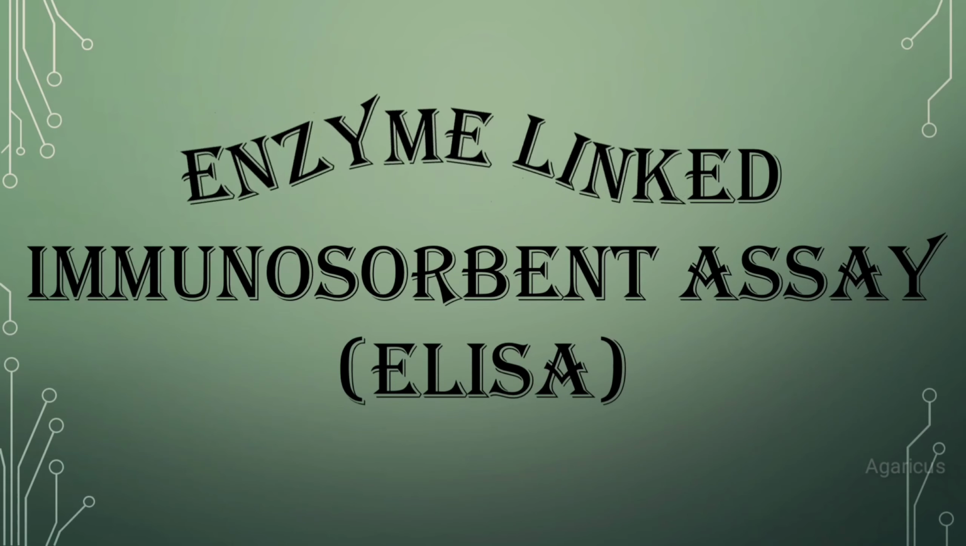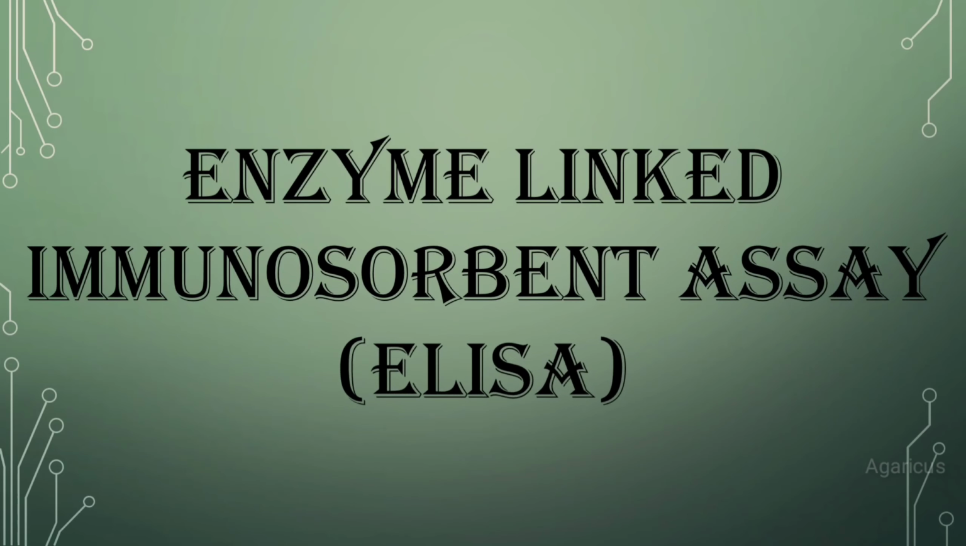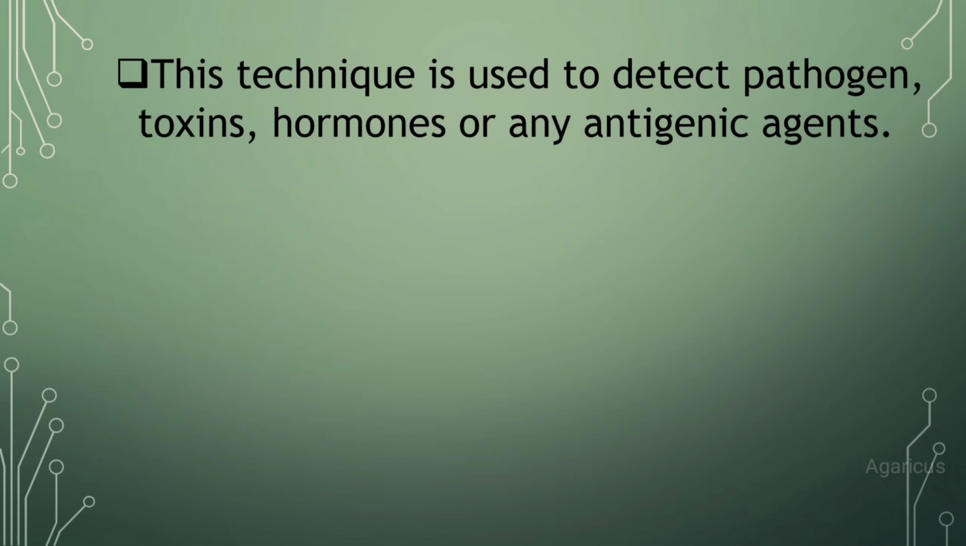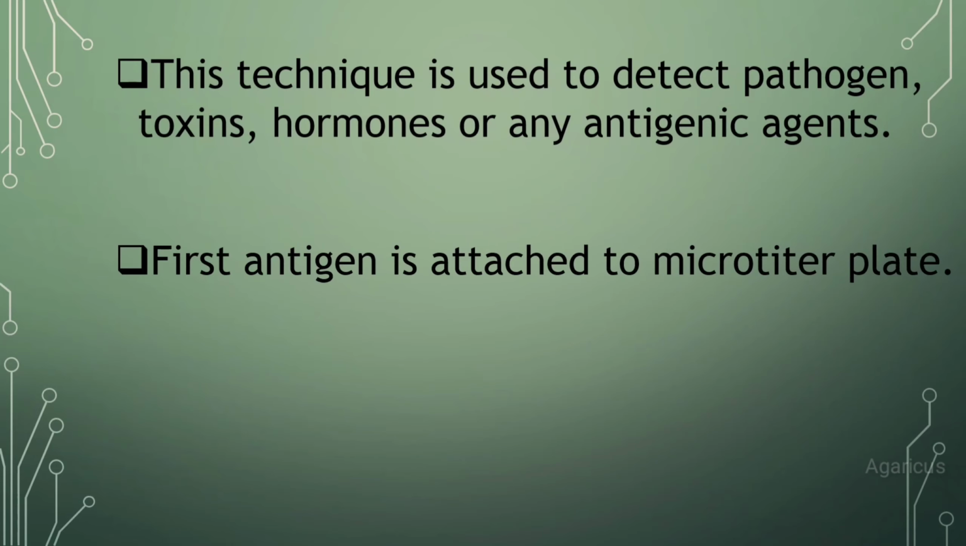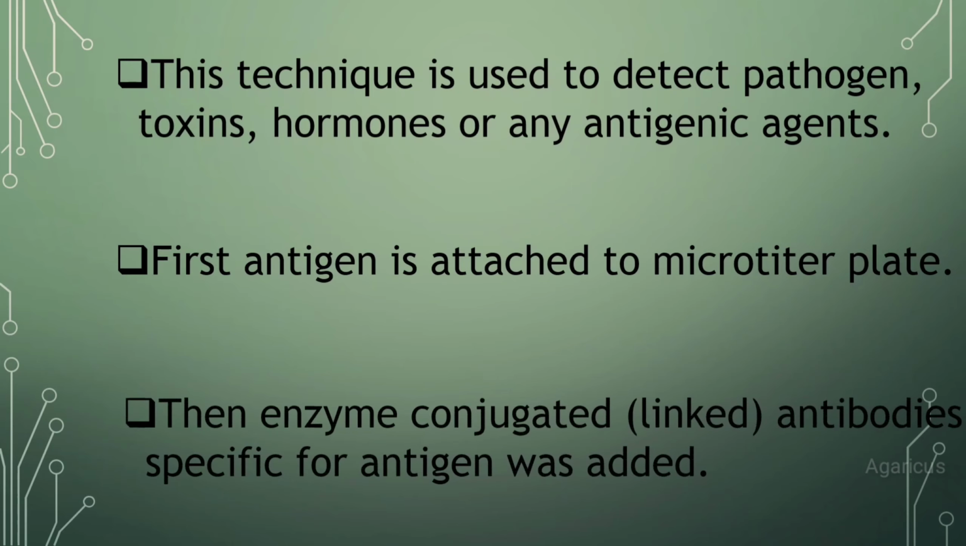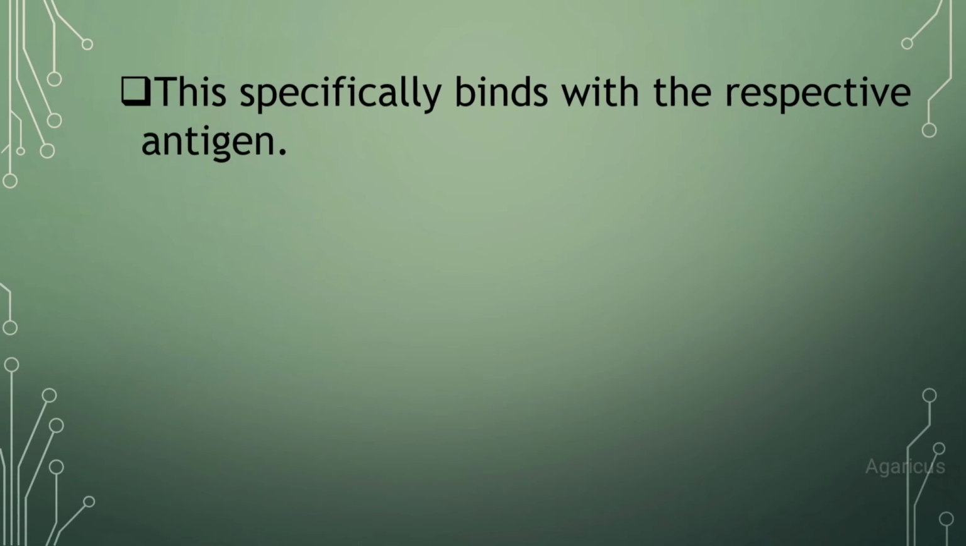Next we are discussing enzyme-linked immunosorbent assay, or ELISA. This technique is used to detect pathogens, toxins, hormones or any antigenic agents. First, antigen is attached to a microtiter plate, then an enzyme-conjugated antibody specific for the antigen is added. This specifically binds with the respective antigen.